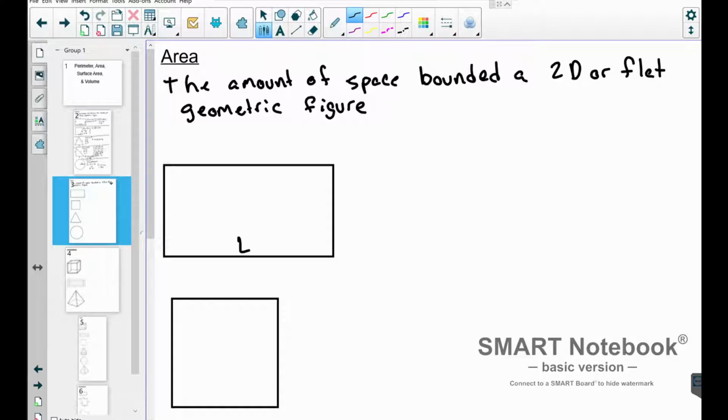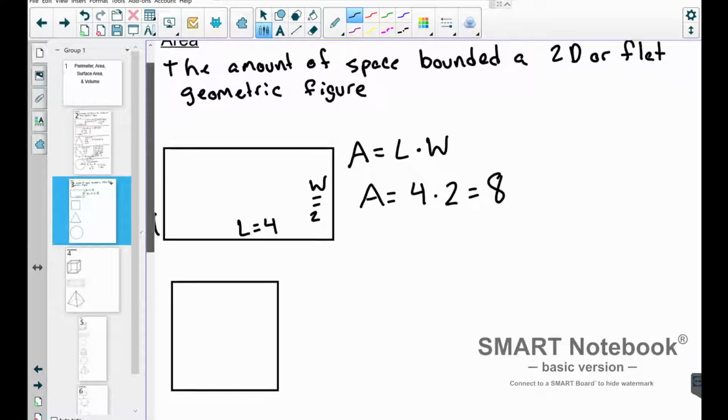So let's look at a rectangle. Just like the perimeter of a rectangle, here we're going to want our length and our width. And all you have to do to get the area of a rectangle is multiply your length and your width. So let's say our width is equal to 2 and our length is 4. We could just say the area of this rectangle is equal to 4 times 2, which gives us 8.